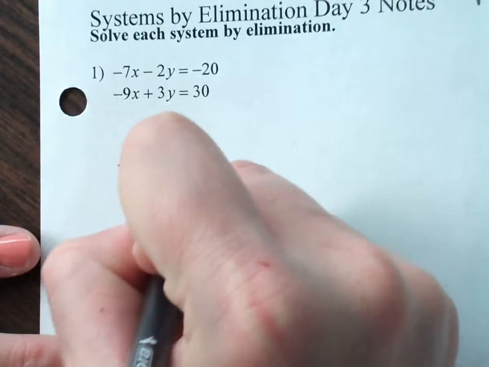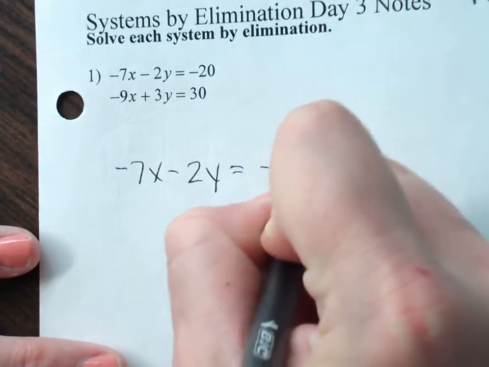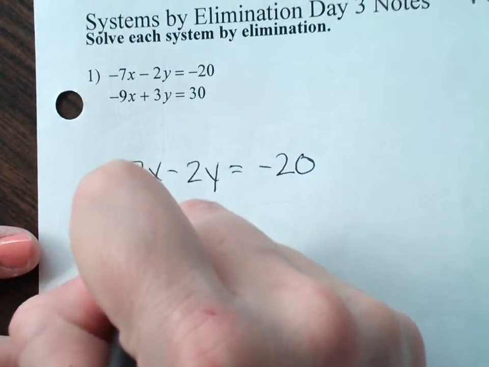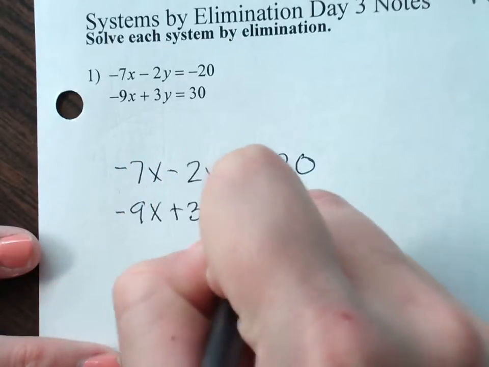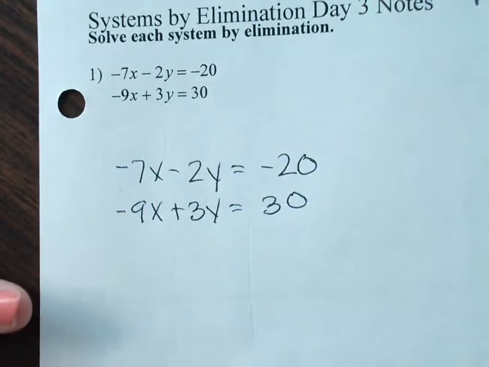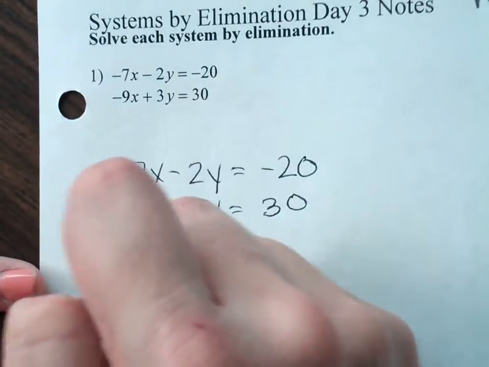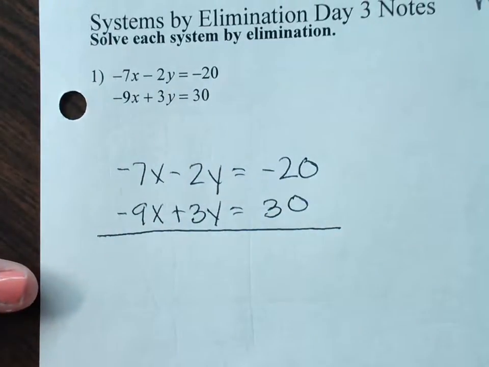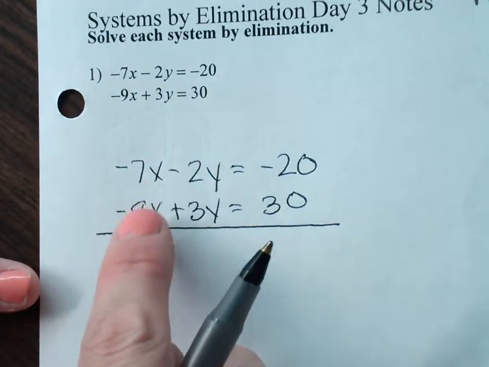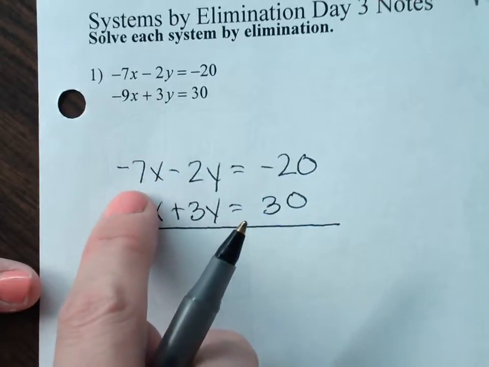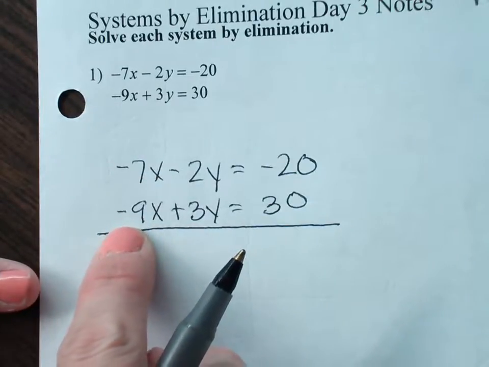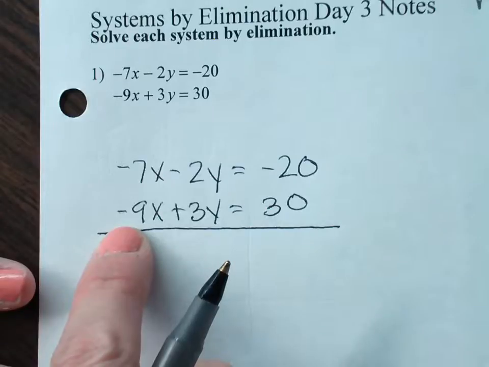Negative 7x minus 2y equals negative 20. And then we have negative 9x plus 3y equals 30. So now we just pick an x or a y. Which one do we want to work with? Let's say we want to work with x. We have a negative 7 and a negative 9. So that means we have to multiply one of them by a negative number and one of them by a positive number to make them eliminate.